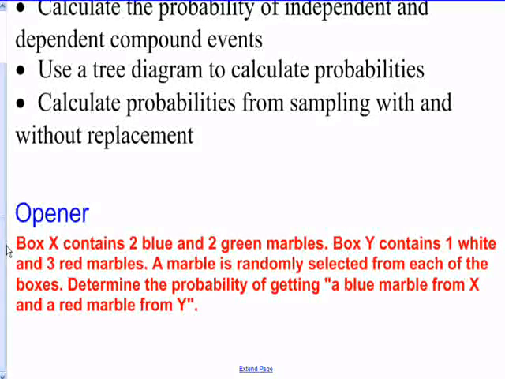First, we have an opening question. If box X contains 2 blue and 2 green marbles, and box Y contains 1 white and 3 red marbles, a marble is randomly selected from each box. Determine the probability of getting a blue marble from X and a red marble from Y. Take a second and use the tools that you learned from last lesson to see if you get the right answer.